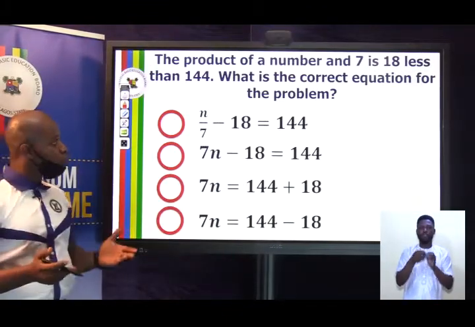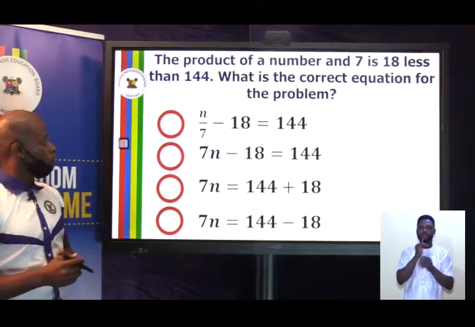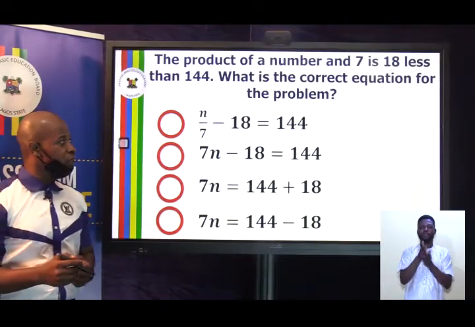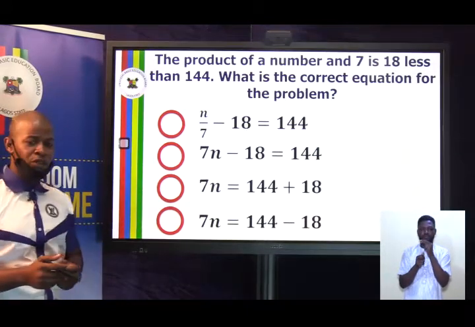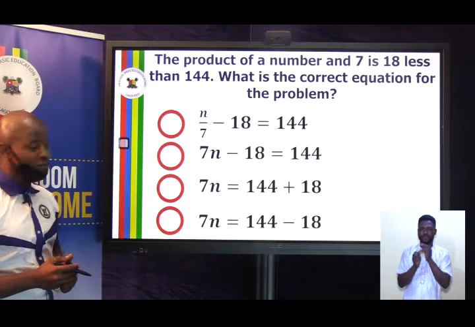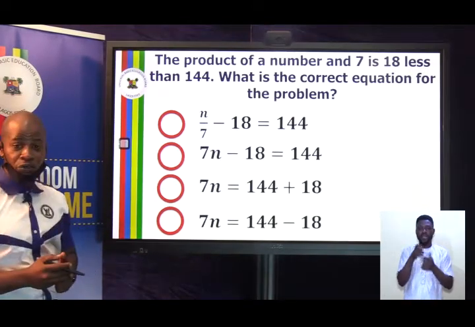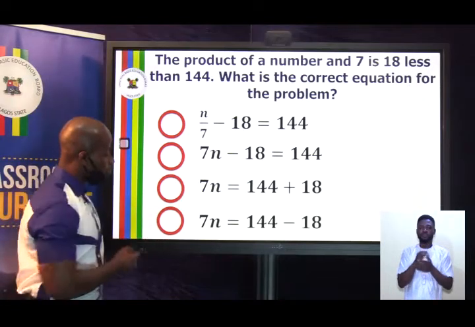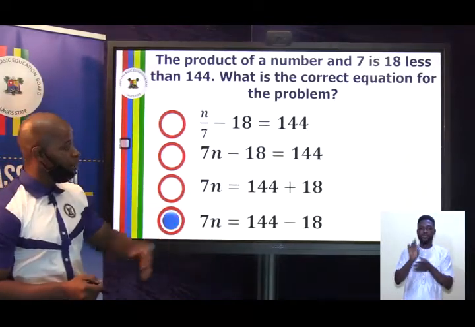The product of a number and 7 is 18 less than 144. What is the correct equation for the problem? Study it quickly. Your answer should be staring you right in the face. Well, I have seen the answer. Have you? Let's see which one it is. I believe it should be 7n equal to 144 minus 18.